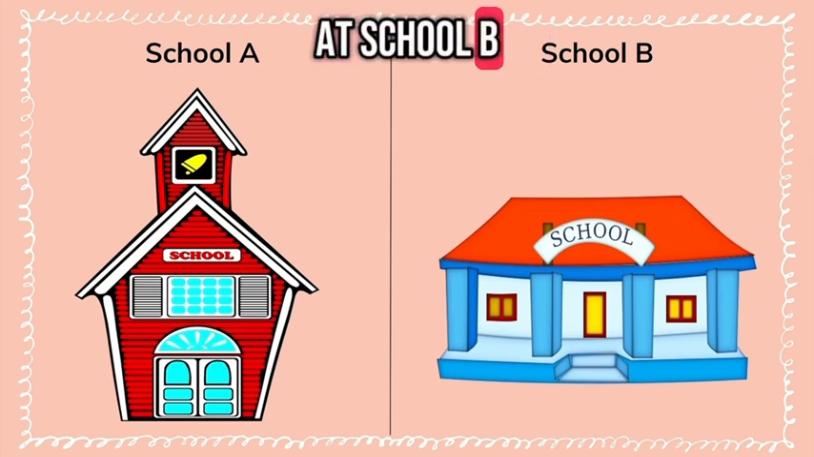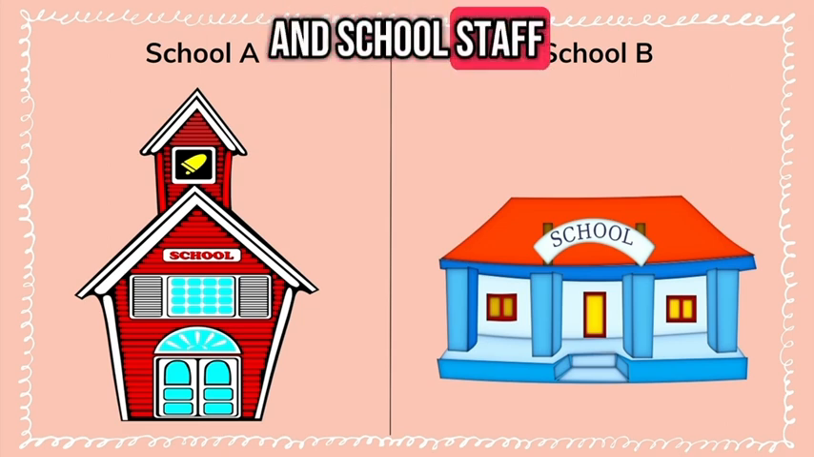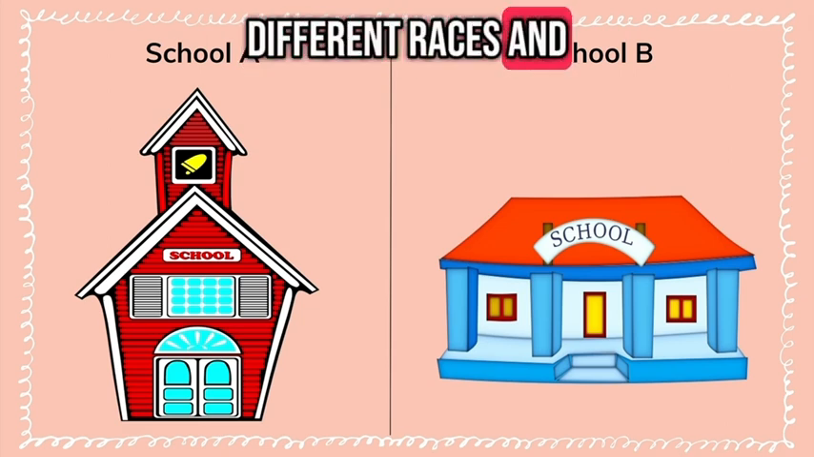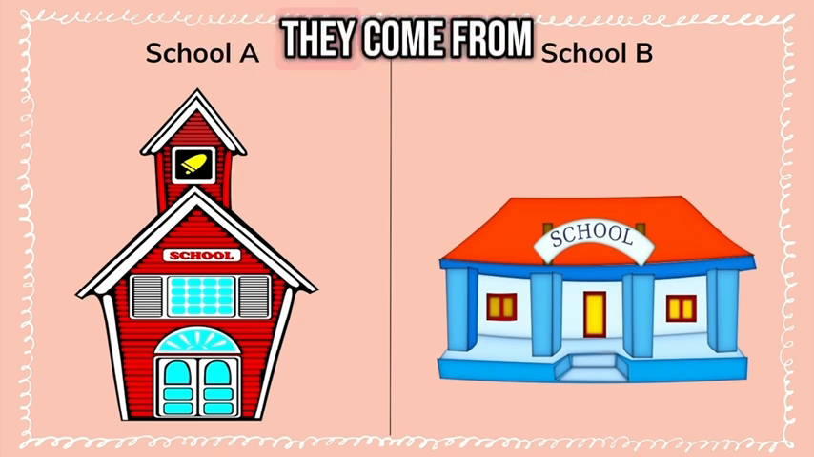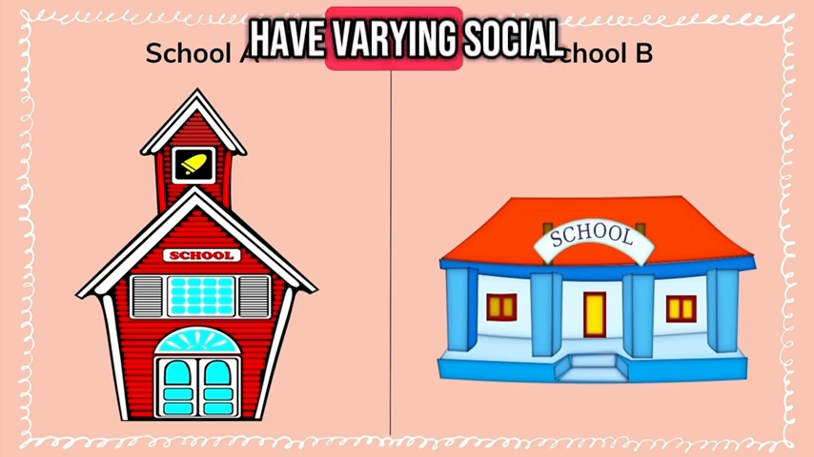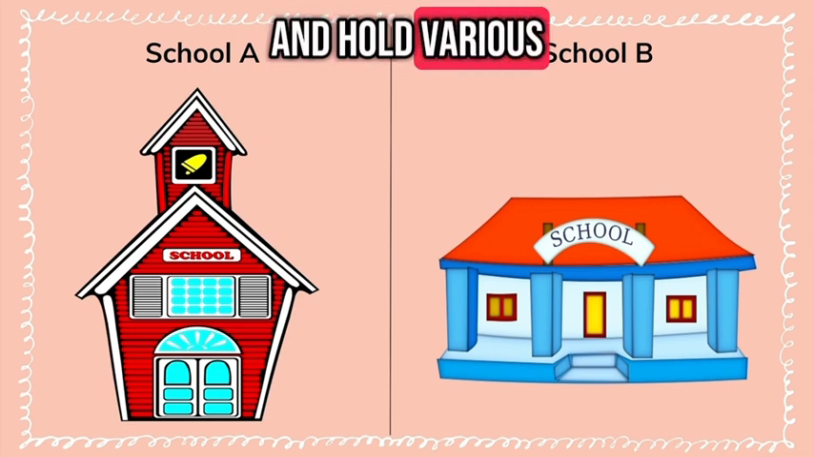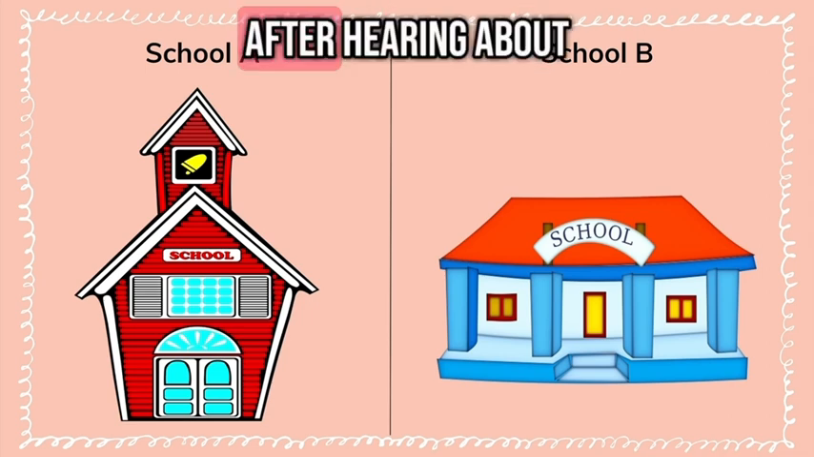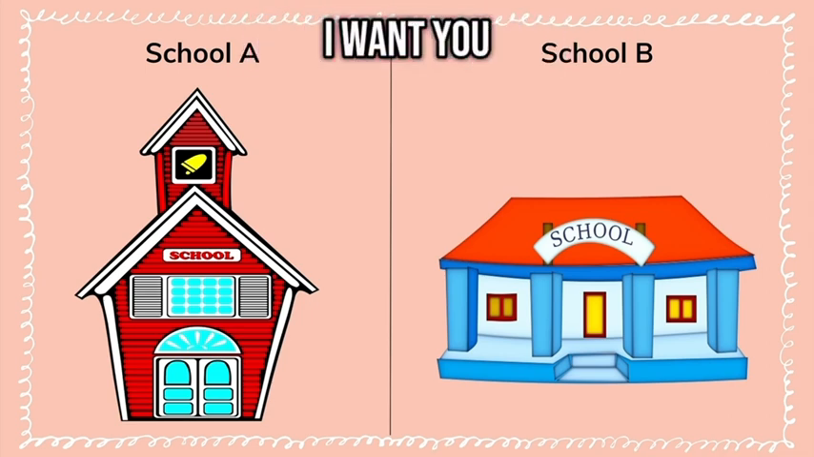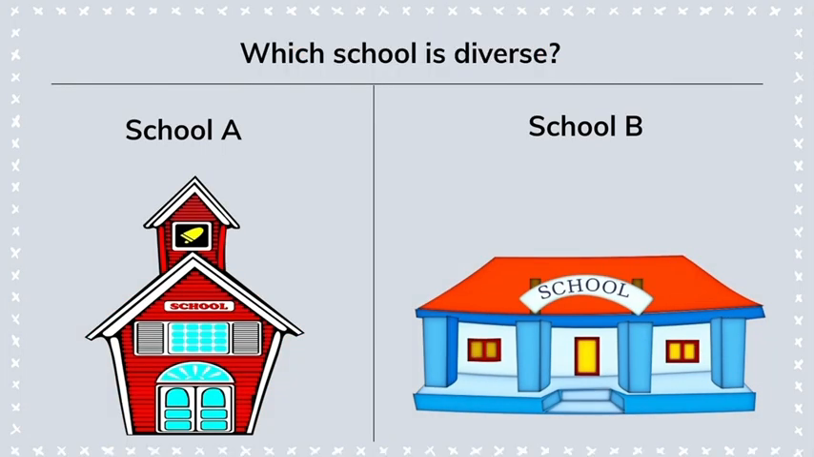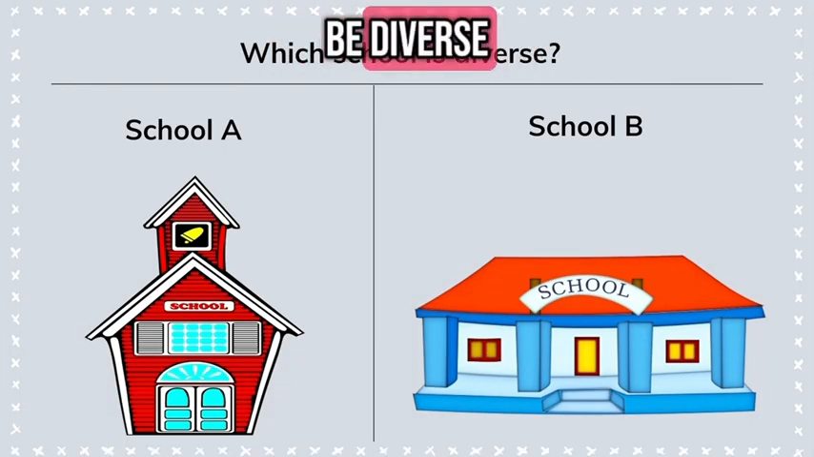At School B, the teachers, students, and school staff are all from different races and/or different ethnicities. They come from varying religions, have varying socioeconomical statuses, have varying ages, and hold various gender identities. After hearing about these 2 schools, I want you to answer the following question. Which school do you consider to be diverse?